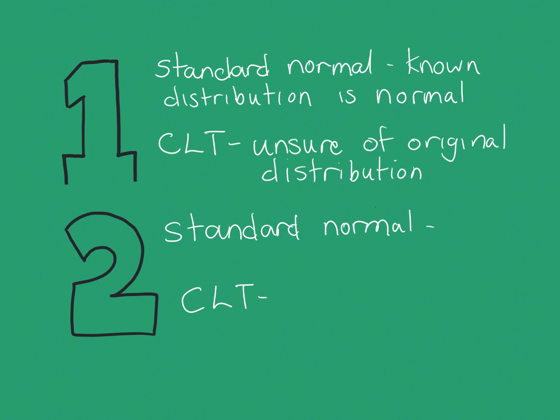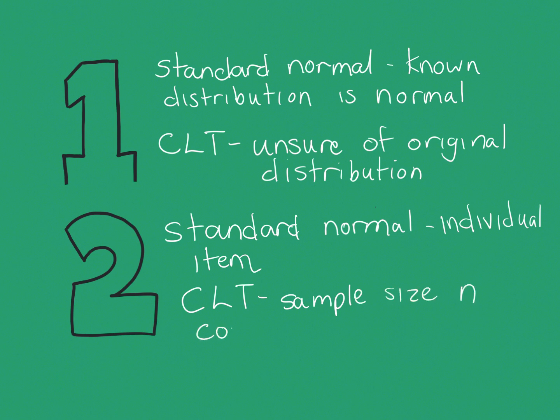The standard normal is going to ask about an individual, whether it's a person, animal, wait time, whatever we're comparing. But we're going to look at an individual item compared to an overall mean and standard deviation. What's the probability of one individual or one wait time being greater or less than? Whereas the central limit theorem is going to give you a sample size n, and we're going to compare that to a sample mean. What does this look like in practice? Let's take a look at two examples.